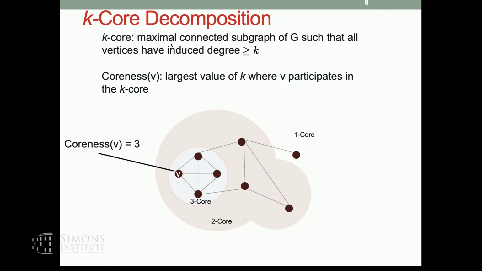And now the coreness of that vertex v that I've labeled is 3. It participates in the 1-core, 2-core, and the 3-core, and 3 is the largest value of k. So the goal of this problem is to compute the coreness values for all the vertices in the graph. Once you have the coreness values, you can easily extract a k-core for a particular value of k just by running connected components on the appropriate subset of vertices. Any questions about the definition?